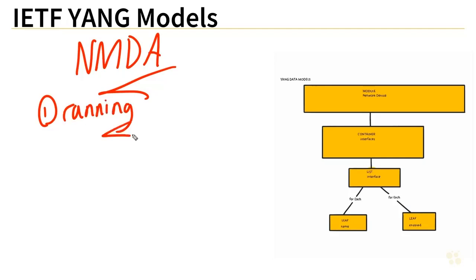So within the concept of the NMDA, we still have the running data store, just as before. Now the running data store is going to hold a complete current configuration of what is on the device, just like when you do a show run on the CLI. Now this running data store can be read and it can be written to, you can change it as well.